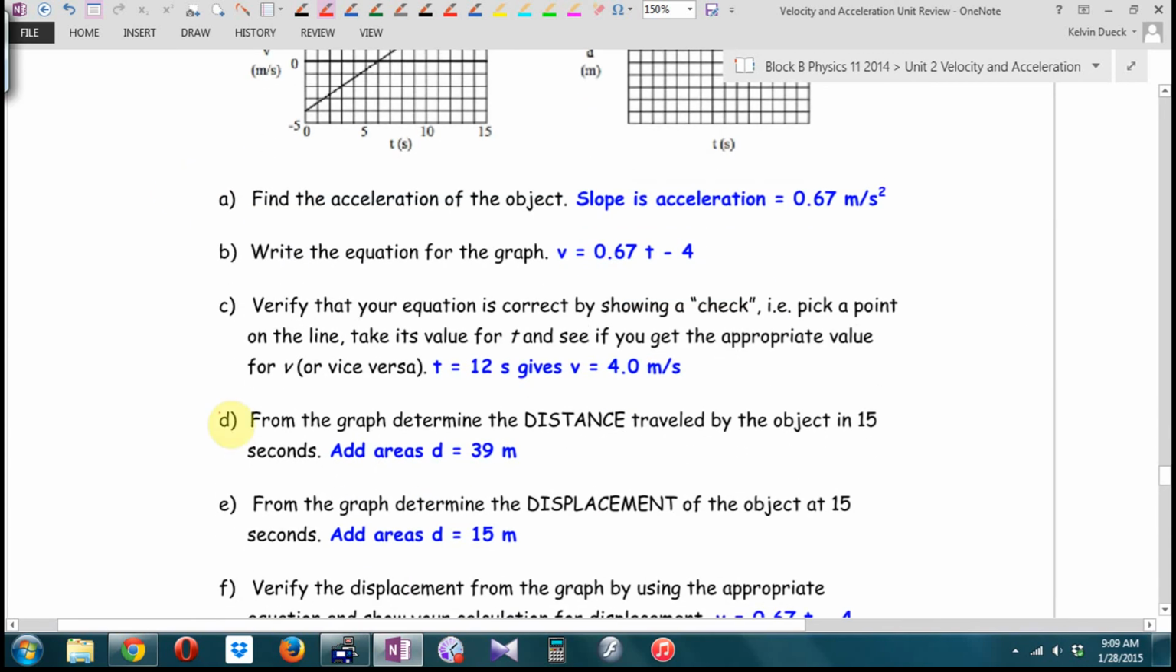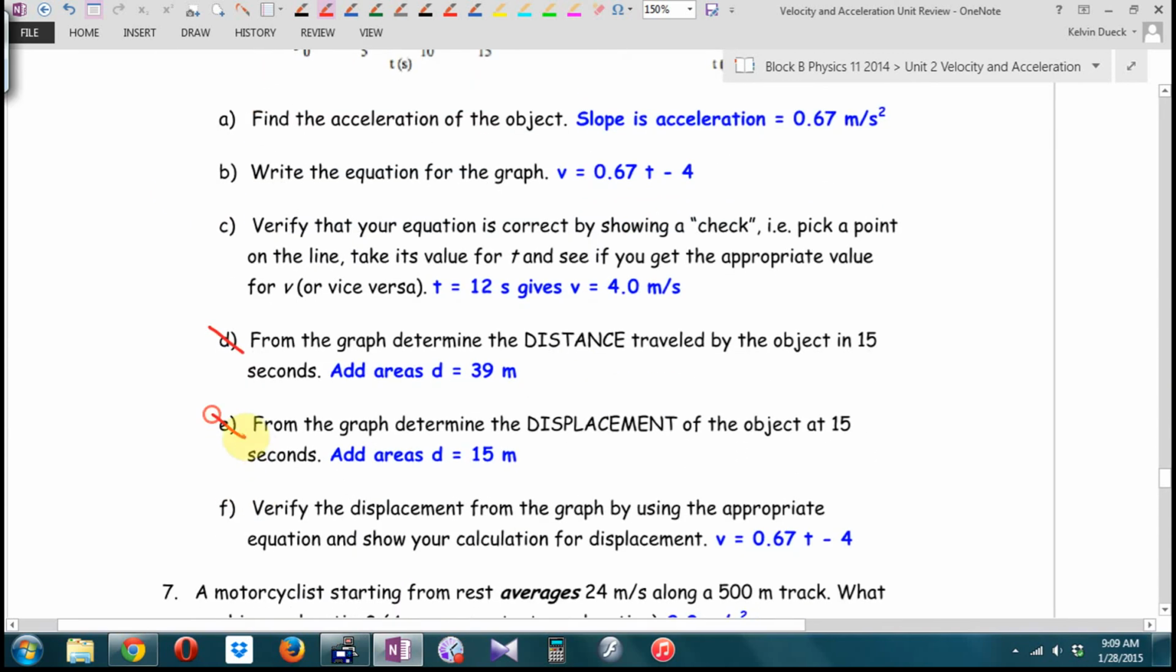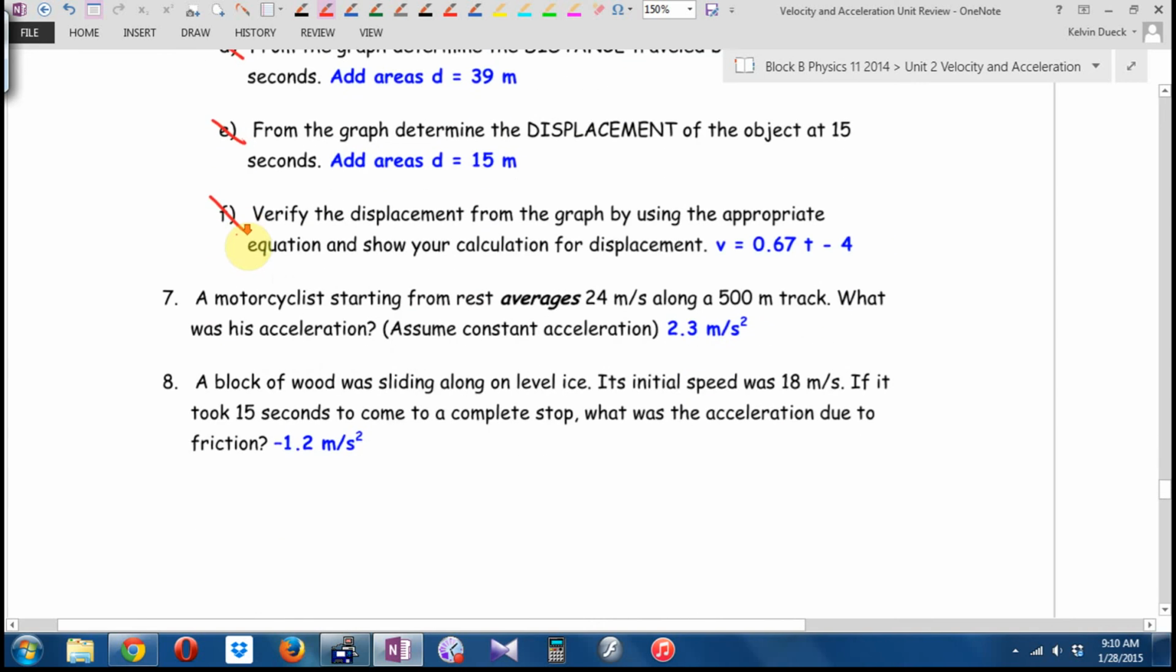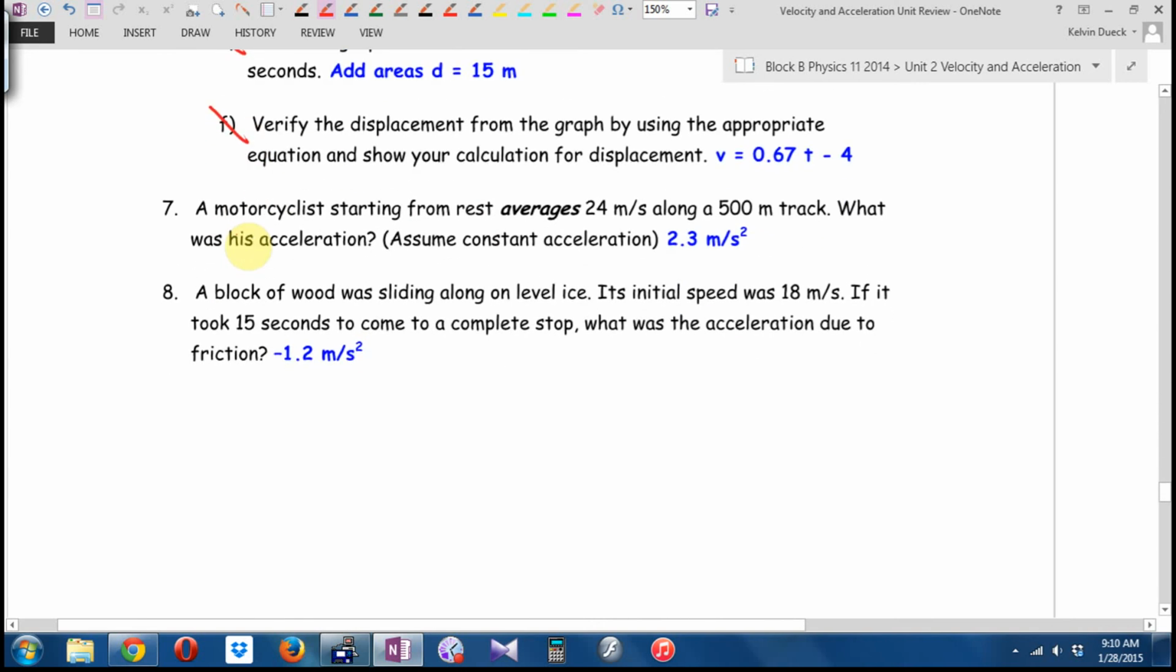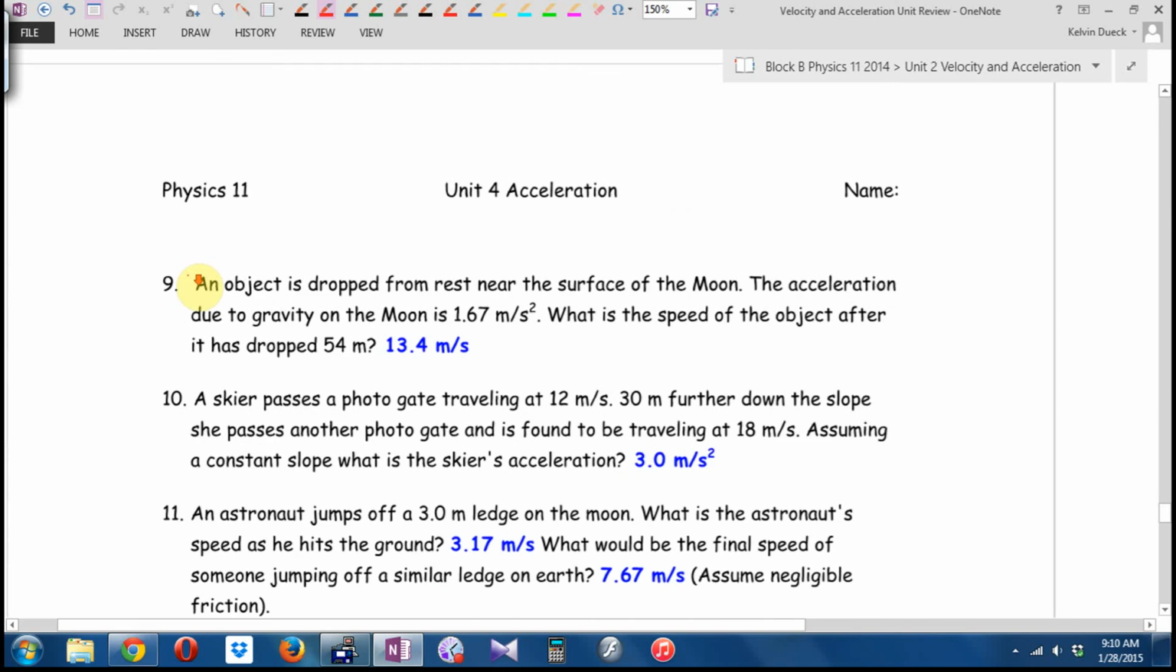Six, you can cross out D. You can cross out E. You can cross out F. You can cross out C. You know what? 6, A and B. I like number 7. I like number 8.